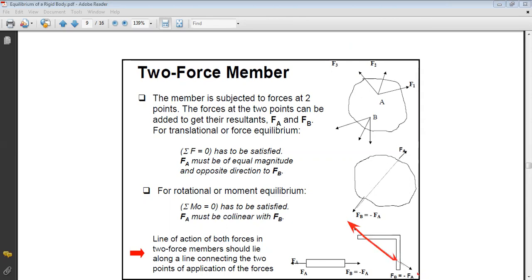Okay, and this is why, if you remember, we said for a weightless link, the force will be along the link. Why? Because when it's a weightless link, and no couple is exerted on it, then we can say that the forces along the weightless link should be along its line of action. Okay, so the link is a type of two-force member.